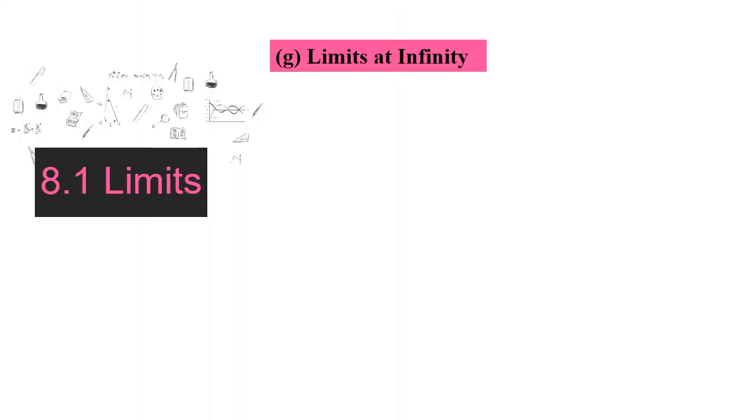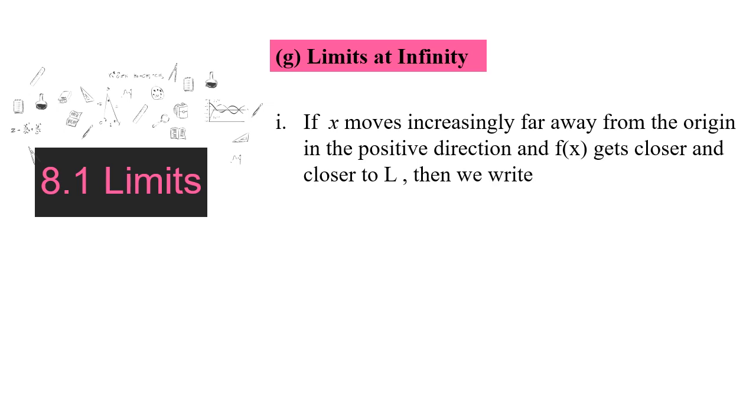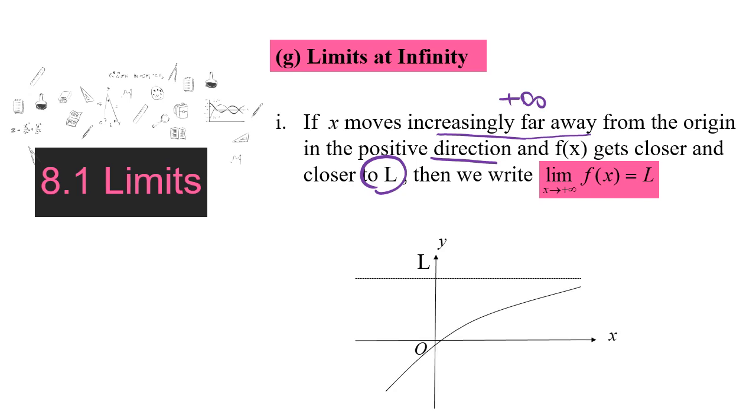Okay, the next part, limits at infinity. For this part, it's different from the previous part because we want to find the limit as x approaches infinity. If x moves increasingly far away from the origin in the positive direction, so it's going to positive infinity, and f(x) gets closer to a value L, then we write the limit of f(x) as x approaches positive infinity equal to L. It means x approaches a big value, going from the origin to the right side, and we don't know what the value of x is. It's just a big value of x.